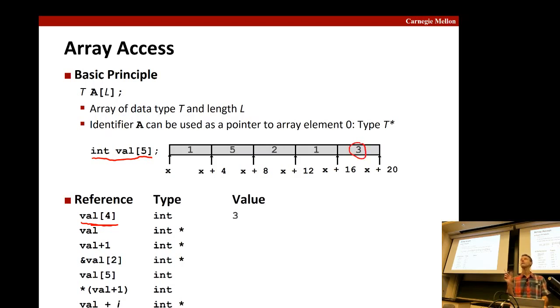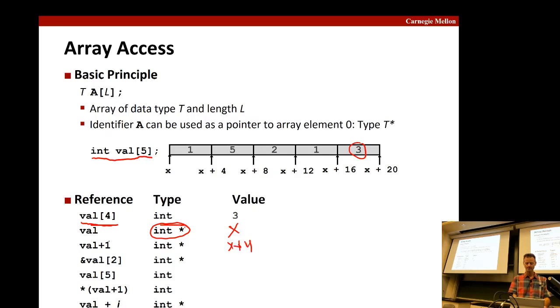What about if in the program you just wrote val and nothing after it? Well, that's going to refer to this entire array, so it's going to be a pointer, right? So the address at the beginning of the array, pointer to a bunch of integers, and in this case, its value is going to be what? X, right? Okay, now in C, you can do strange things like do arithmetic on these pointers. So if I do val plus 1, the type is still int star, but where does that jump me to? X plus 4.